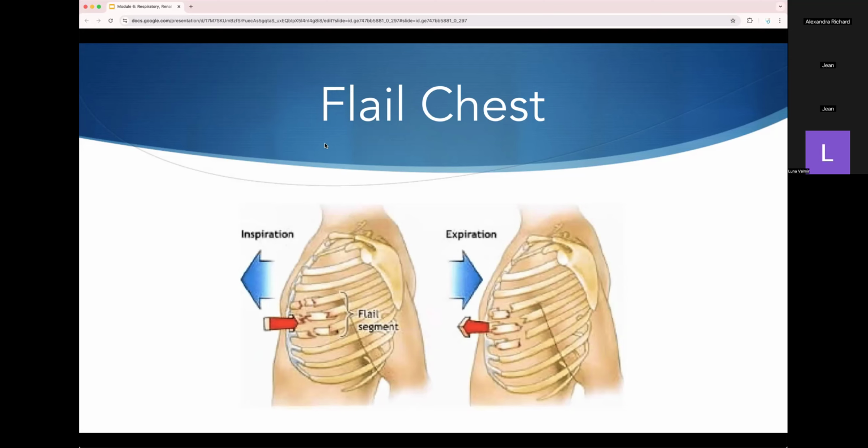Okay, so flail chest is a consequence of some type of injury or trauma to the chest wall. And so there's going to be a flap of the ribs. It's called the flail segment that is detached. And what you have to know for NCLEX is that this flail segment is going to move in the opposite direction of what you would expect, right?